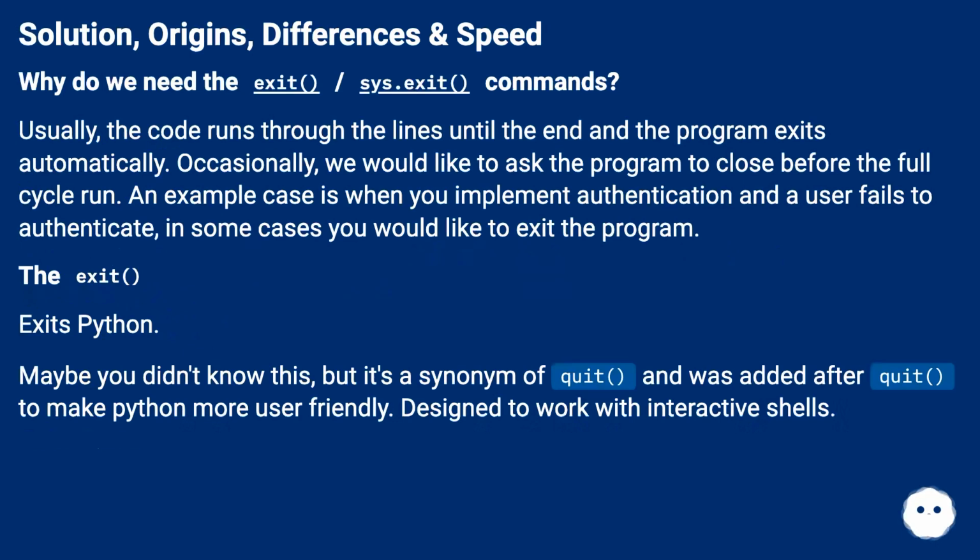Solution, origins, differences and speed. Why do we need the sys.exit commands? Usually, the code runs through the lines until the end and the program exits automatically. Occasionally, we would like to ask the program to close before the full cycle runs. An example case is when you implement authentication and a user fails to authenticate. In some cases you would like to exit the program.